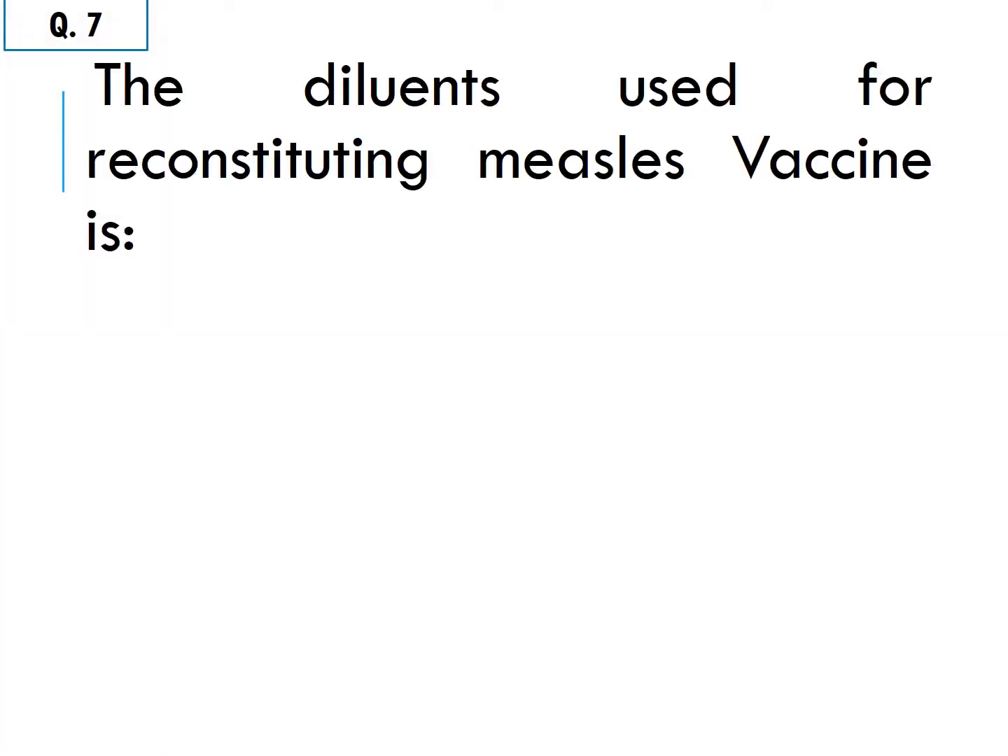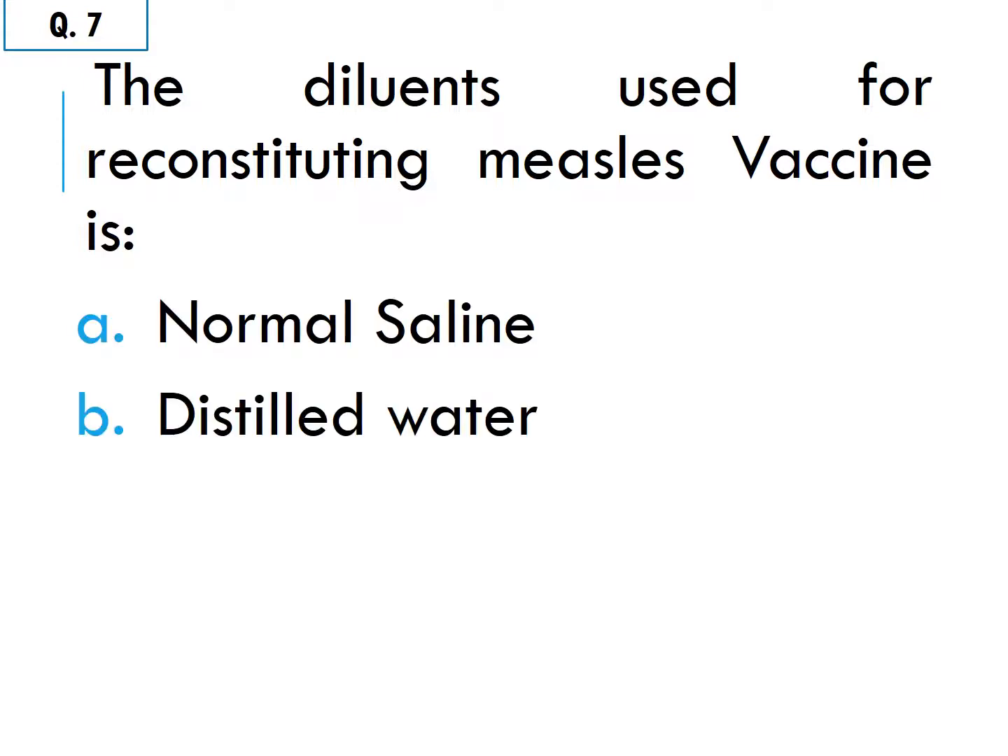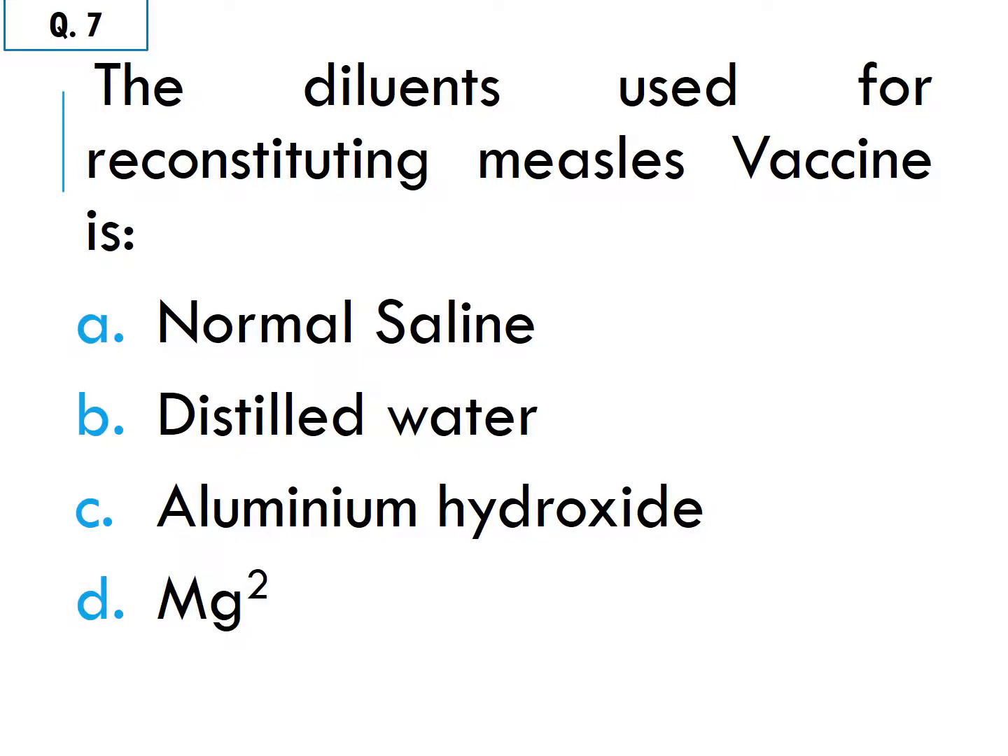Number 7. The diluent used for reconstituting measles vaccine is, and the options are normal saline, distilled water, aluminum hydroxide and magnesium. And the answer is option B, distilled water.